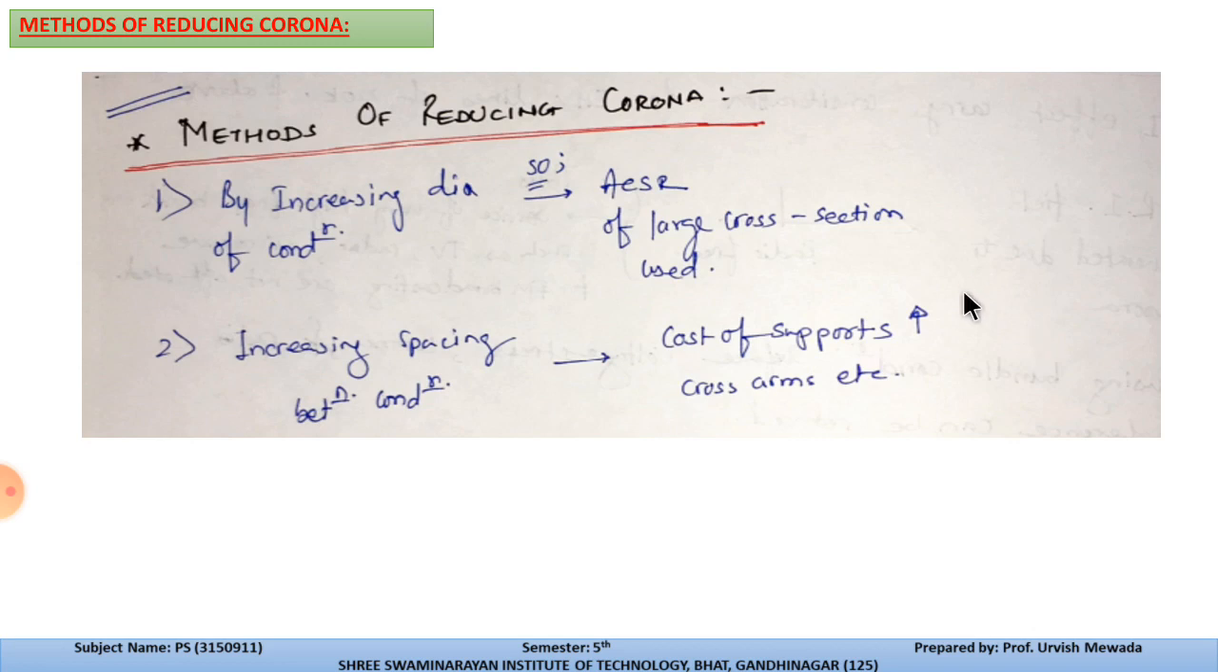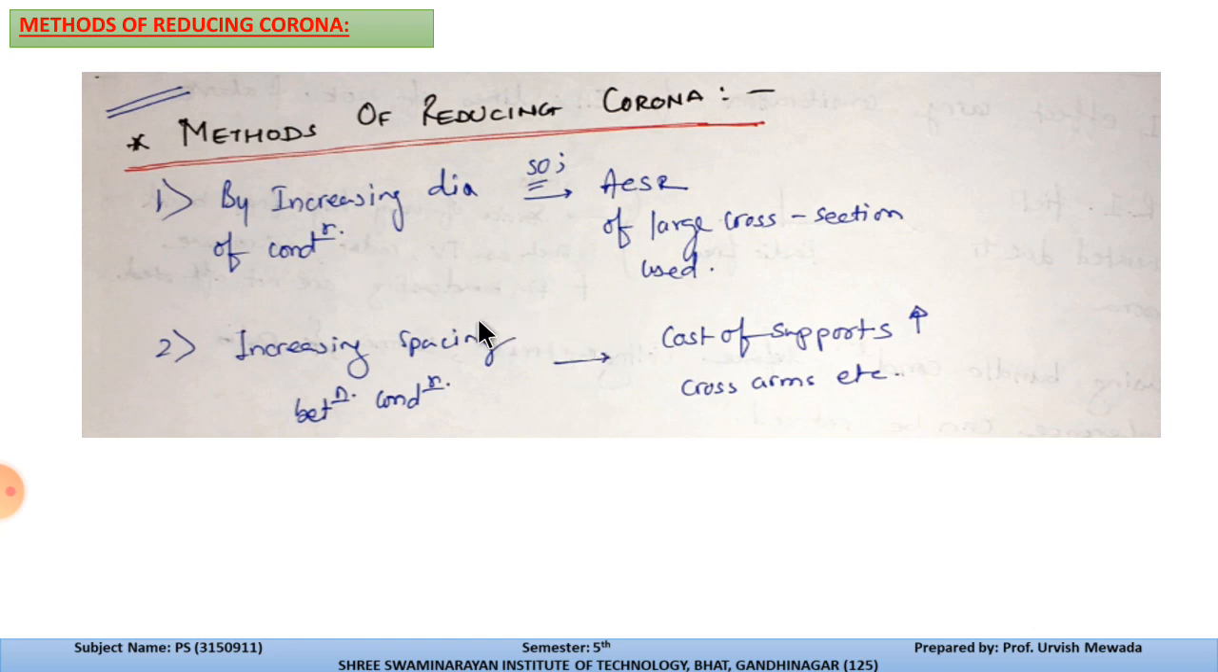Now these are the methods by which we can reduce the corona, because corona is nothing but loss of power. The first remedy to reduce the corona is increasing the diameter of the conductor. R is equal to rho L by A, where r is the radius, and if we consider the diameter, then it is d by 2. As we increase the conductor diameter, the cross sectional area of the conductor will also increase. Since R is equal to rho L by A, as the diameter increases, A will increase, so R will decrease.